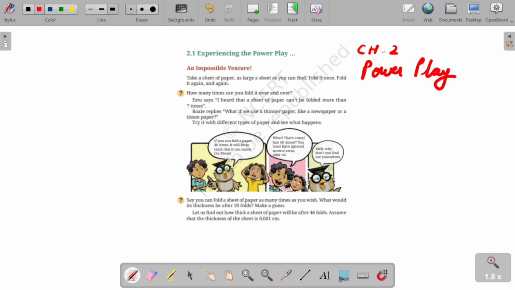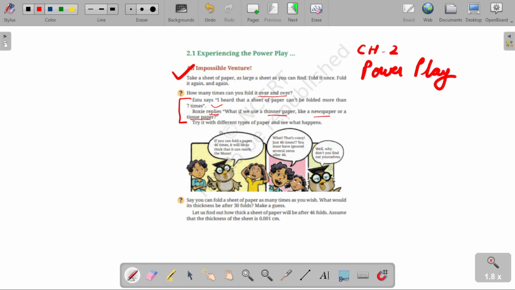Before starting with the Figure it Out, I found it important to discuss this activity with all of you. Actually, this is a paper fold activity. There are two students who were discussing folding a paper over and over. One of them said, I heard that a sheet of paper can't be folded more than 7 times, and another one replies, what if we use a thinner paper like a newspaper or a tissue paper?